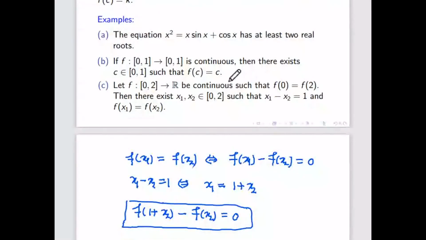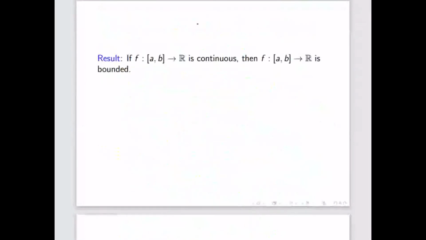Now the last property of continuity: if a function is continuous, then it has a supremum and infimum. That means it has a maximum value and a minimum value on the closed interval a, b. This result means that if the function is from closed interval a, b to R, then the function is bounded. Bounded means it has an upper bound and a lower bound, and that means it has a supremum and infimum also. So this result says that the function has a supremum and infimum if the domain is closed. If the domain is not closed, we cannot say anything.